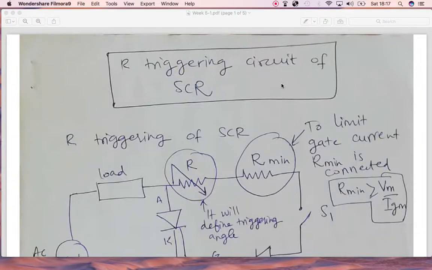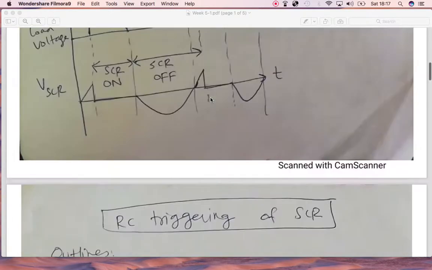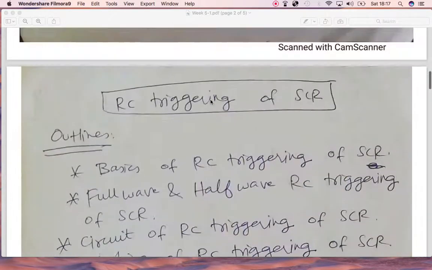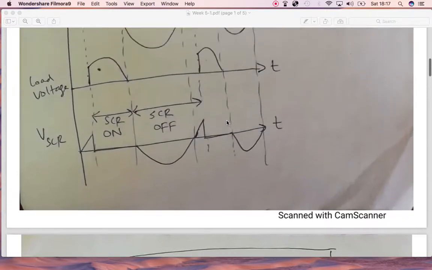Hi, in today's lecture I will be discussing two topics. The first one is the R triggering circuit of SCR and the second one is the RC triggering of SCR.